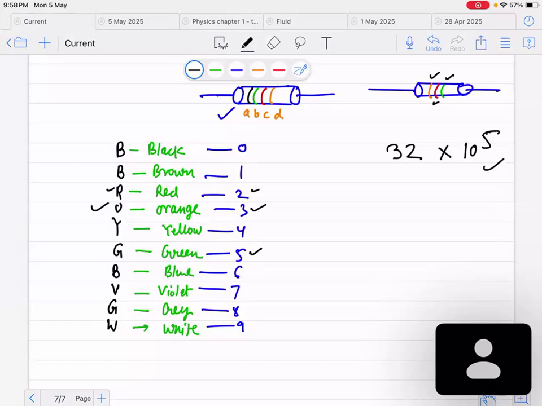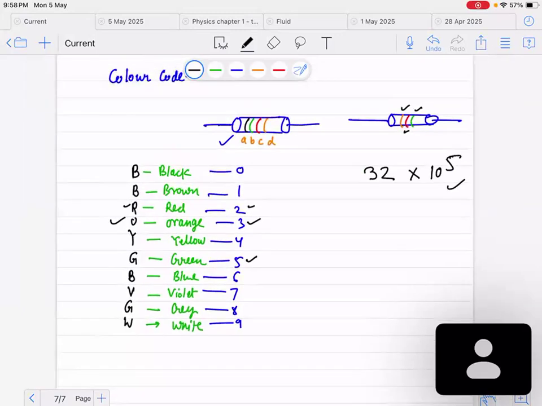Understood? So the B.B. Roy, Great Britain sequence is just an arrangement, and you identify the colors. Suppose I am asking the resistance of this, a resistor with four bands A, B, C, D. First is 0. Second, green, is 5. The third is red. Red is 2. The fourth one is orange. Orange is 3, so it is 10 to the power 3.